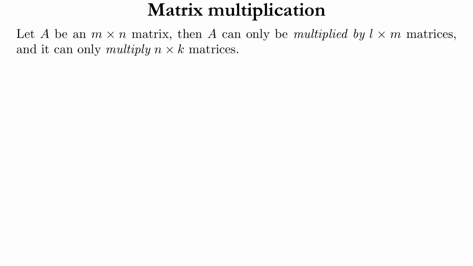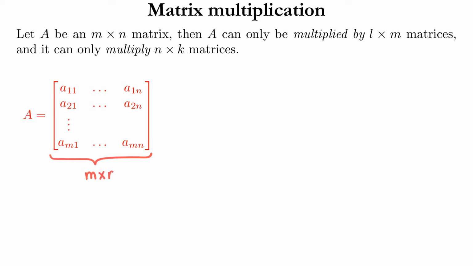Matrix multiplication is a little bit more involved. If we are given a matrix A of size m by n, then this matrix can only multiply matrices of size n by k, and it can only be multiplied by matrices of size L by m. We will illustrate why this is the case in what follows.